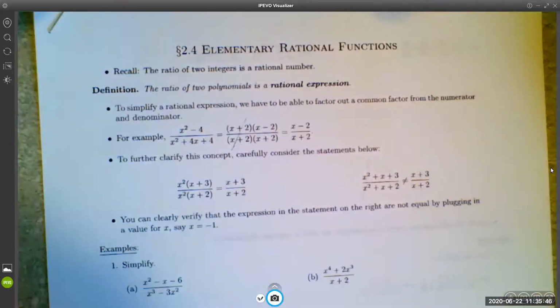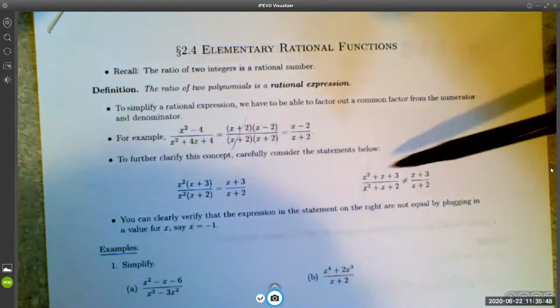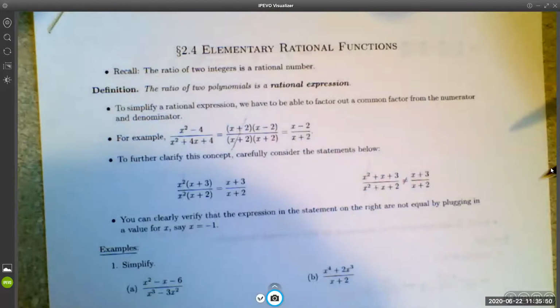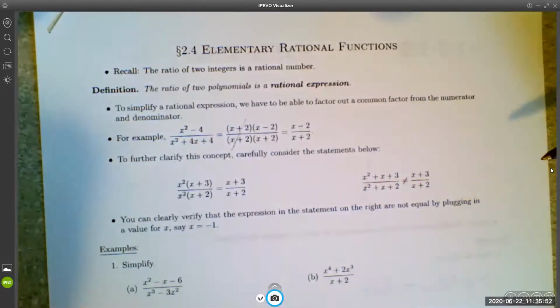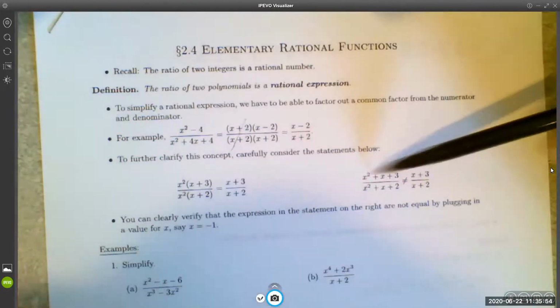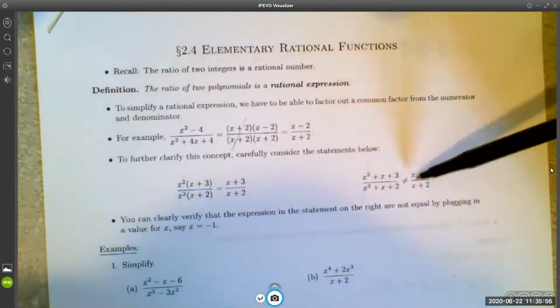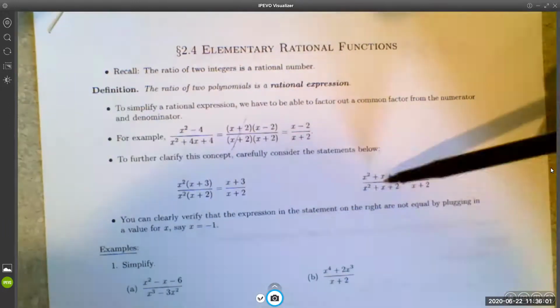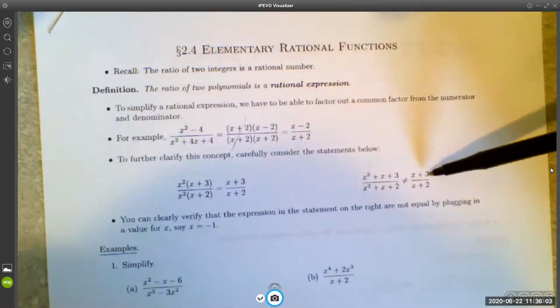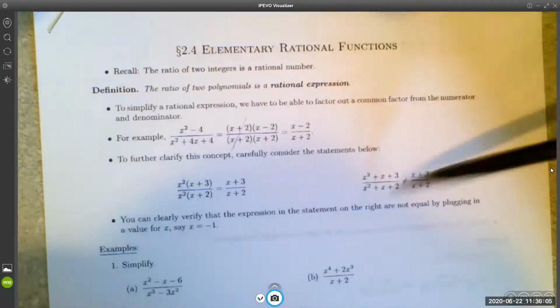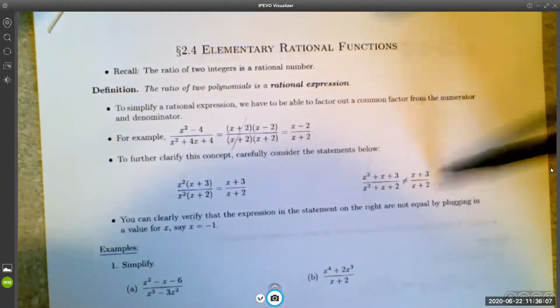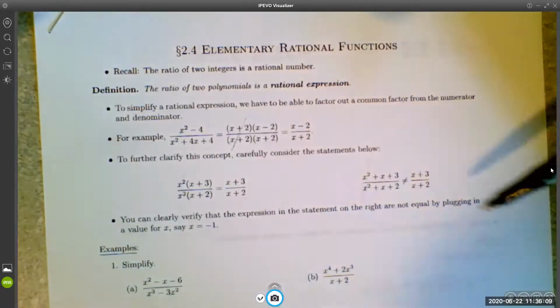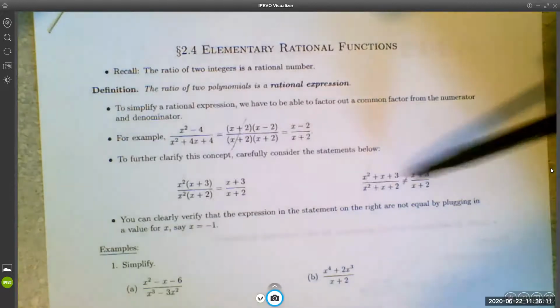And you can verify that pretty easily. If you're ever in a situation where you're not sure if you can cancel this, plug in some numbers and see if it's true. You could plug in almost anything you like and you'd see that this is not true. I suggest you plug in -1. If you plug in -1, you see that what you get on the left here is not the same thing as what you're going to get on the right. So these two expressions are not equal.